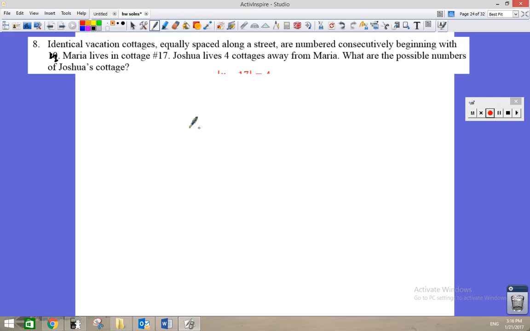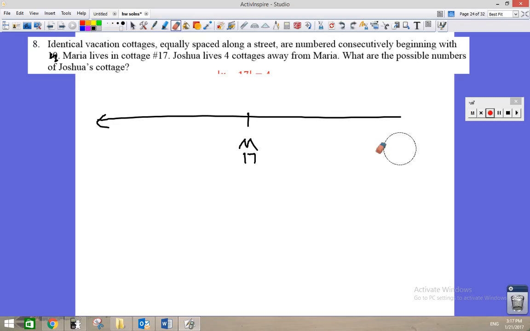So let's just use this as a map, and here's the cottage that Maria lives in. We can call this cottage number 17, and it says numbered consecutively, so they're numbered correctly, beginning with 10. I shouldn't draw arrows, because we don't have infinitely many cottages. There is a fixed number of cottages. So our number line, we're just using part of it to help us with this. Joshua lives in a cottage also, the same as Maria.